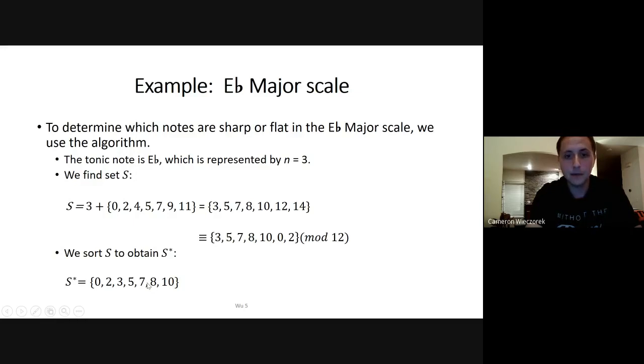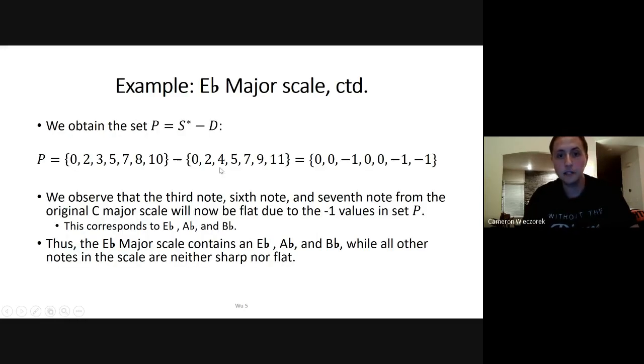And then the last thing I'm going to do is subtract the original C major scale. That's my set D right here. When I go element by element and subtract, as we predicted, this time I end up with 3 negative ones, so 3 flats. Specifically, order is preserved from set D. This was C, D, E is now flat, F, G, A is now flat, and B is now flat. So the 3rd note, the 6th note, and the 7th note are now flat.